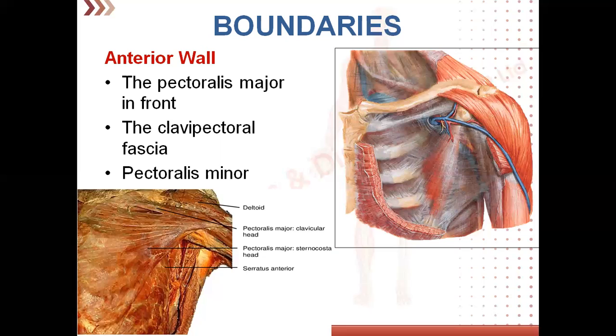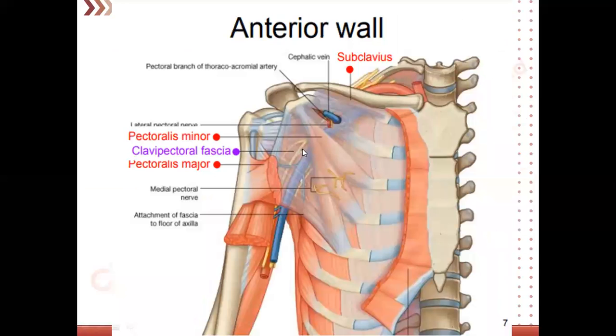It is pierced by certain structures: the cephalic vein, the thoracoacromial artery, and the lateral pectoral nerve. You should know these structures which are pierced by the clavipectoral fascia. They all take part in the formation of the anterior wall. So in this anterior wall, these are the structures.